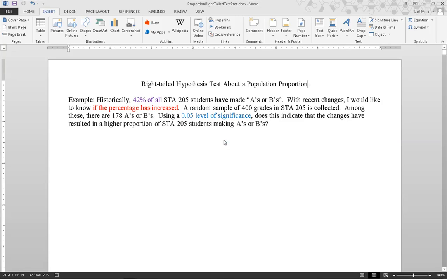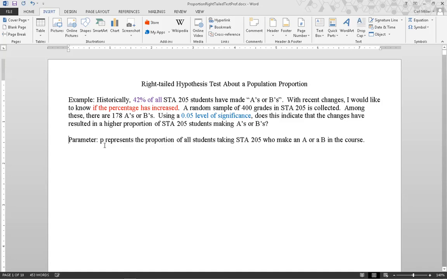A right-tailed hypothesis test about a population proportion. In this example, suppose that historically 42% of all Stat 205 students have made A's or B's. With recent changes, I would like to know if the percentage has increased. A random sample of 400 grades in Stat 205 is collected. Among these, there were 178 students who earned an A or a B. Using a 0.05 level of significance, does this indicate that the changes have resulted in a higher proportion of Stat 205 students making A's or B's?